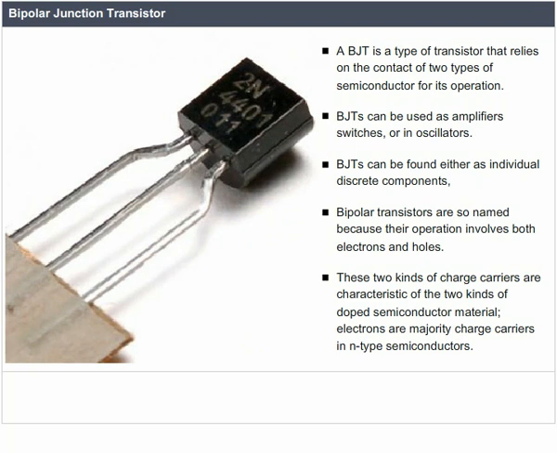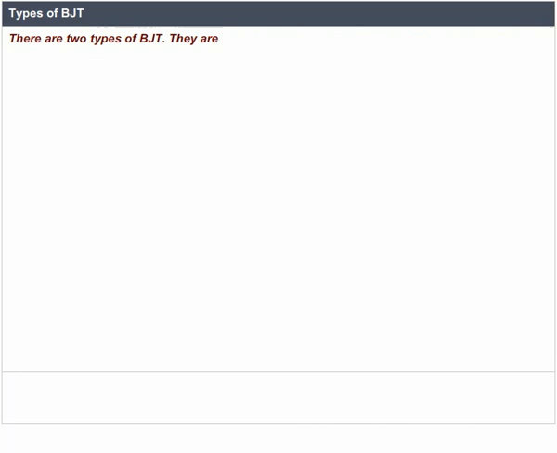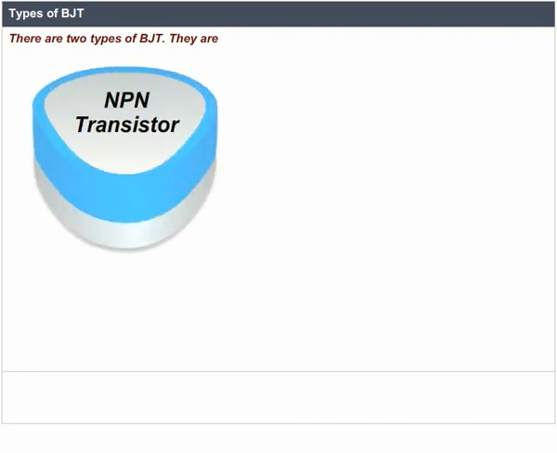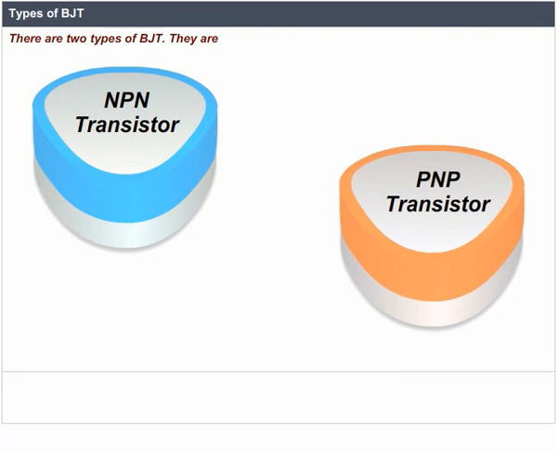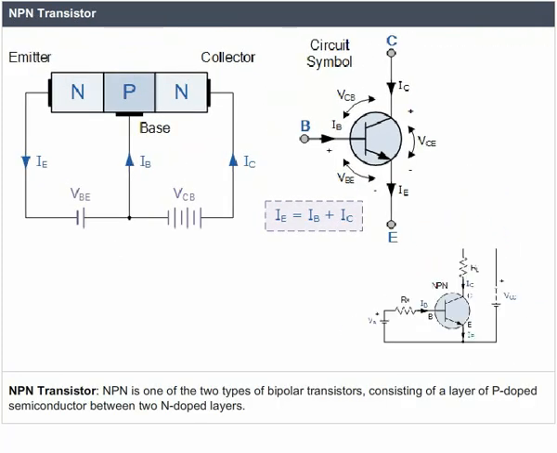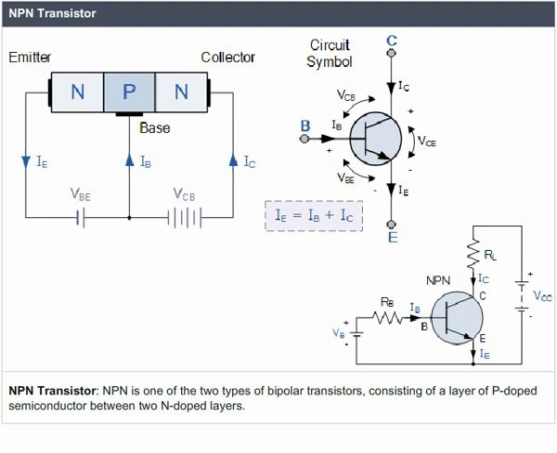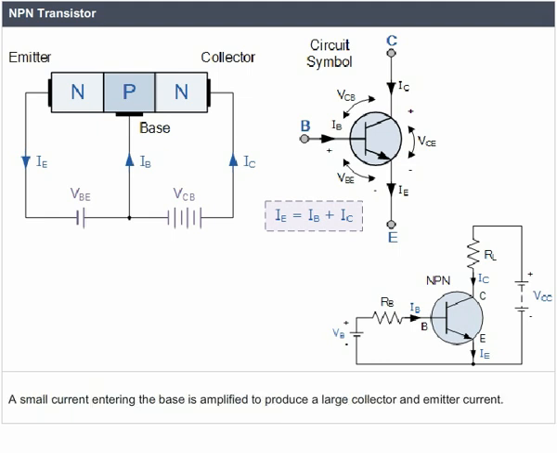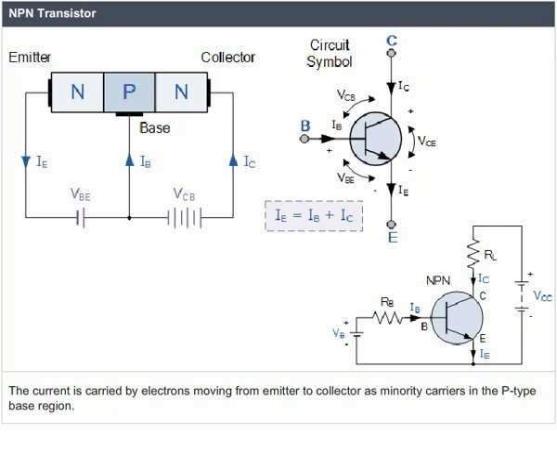Types of BJT. There are two types of BJT. They are NPN transistor and PNP transistor. NPN transistor. NPN is one of the two types of bipolar transistors, consisting of a layer of p-doped semiconductor between two n-doped layers. A small current entering the base is amplified to produce a large collector and emitter current. The current is carried by electrons moving from emitter to collector as minority carriers in the p-type base region.